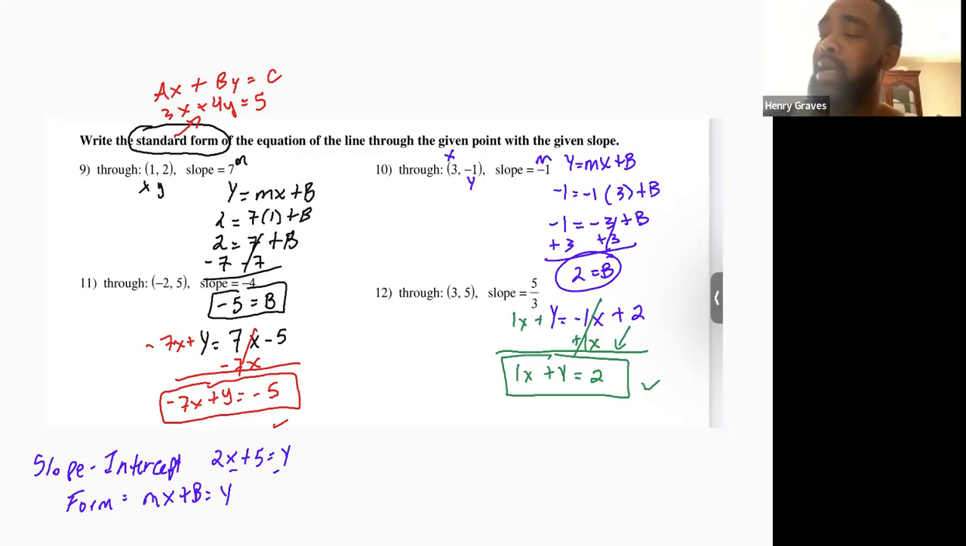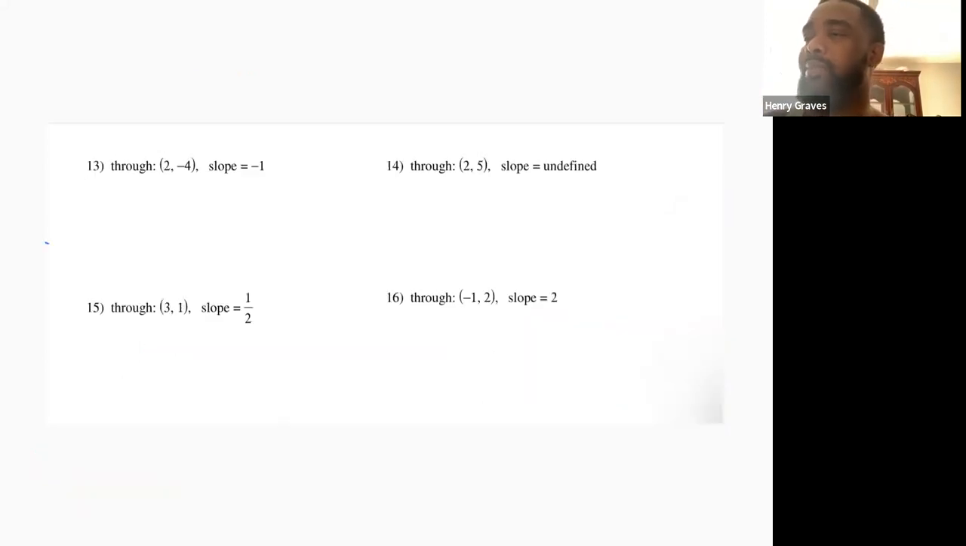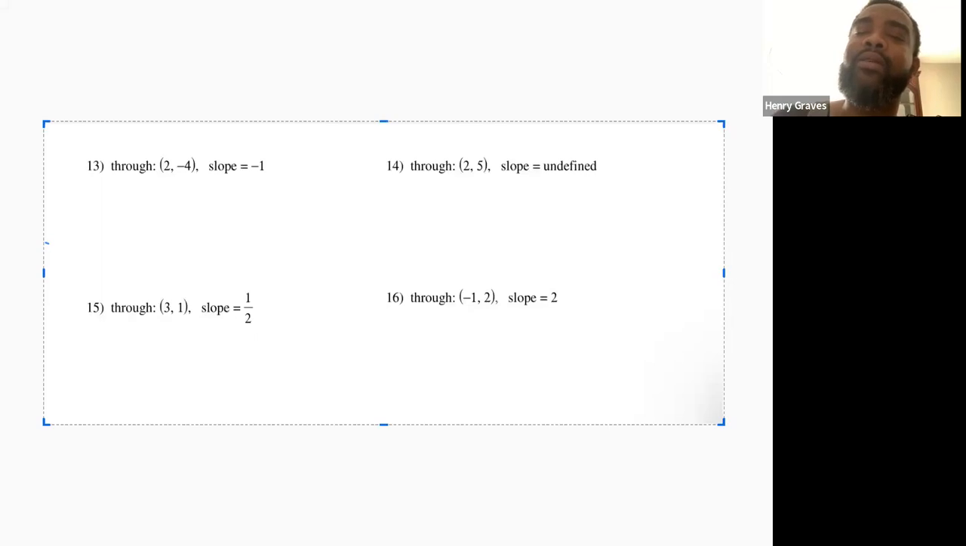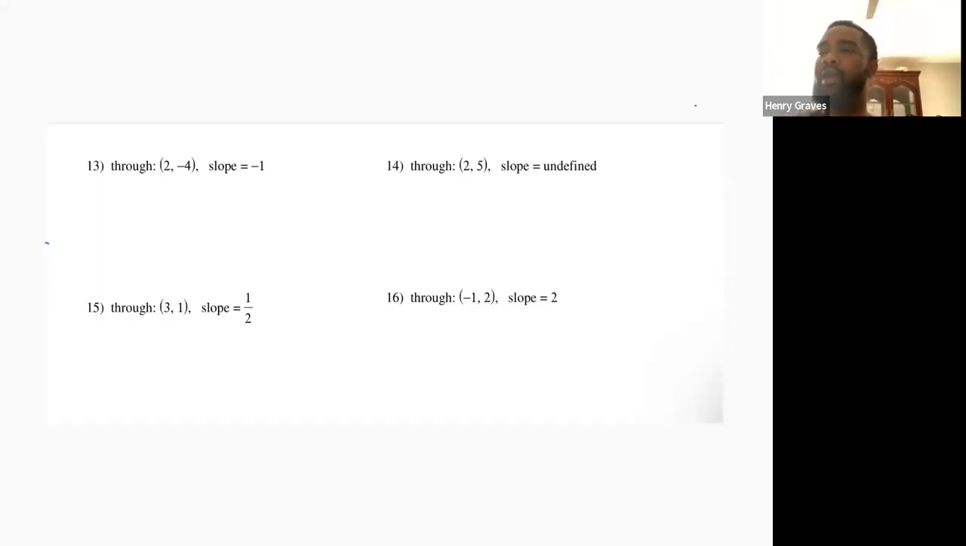Okay, so now let's go to page 3. I'm going to skip that one. In fact, I should probably just leave that one off completely. You know what? No, let's do it. It's just math. Let me pick one that you cannot do, number 14. I'm just letting you know that right now, because if the slope is undefined, that means there's no number. So you can't even do number 14.